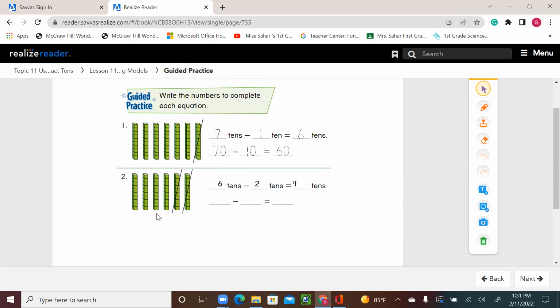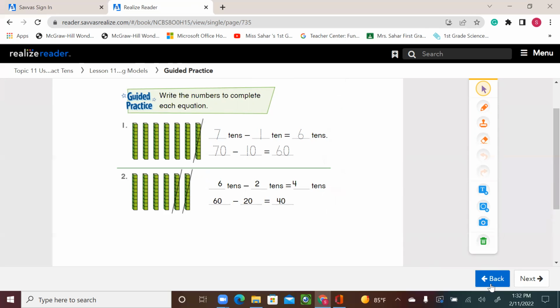Now 6 tens, value of 60. So 60 minus 20, because 2 tens means 20, equals 4 tens, which is 40. Let's write this down. So 60 minus 20 equals 40. Let's put it down.